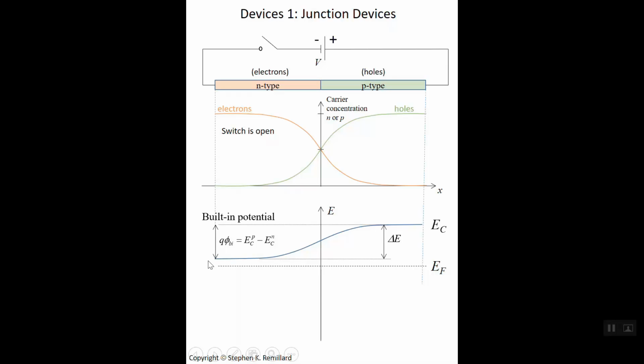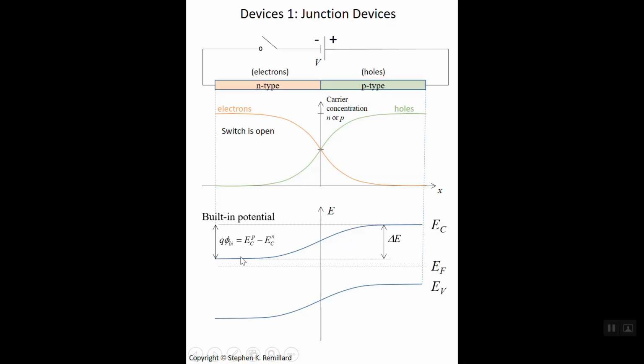Then there's the valence band edge. All bound electrons that are stuck in atoms have an energy that is below this level. The separation between the conduction band edge and the valence band edge is the energy gap. And it's the same throughout because doping doesn't change the energy gap. So E sub g, like 1.12 electron volts for silicon, is the same everywhere across the N and P types.